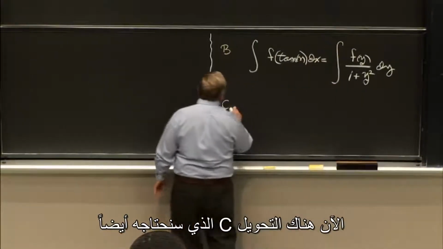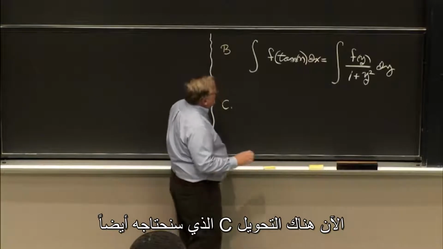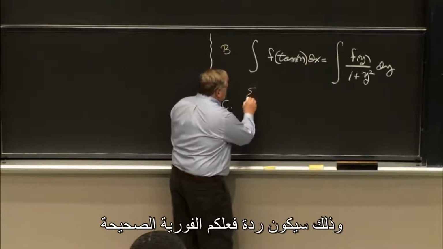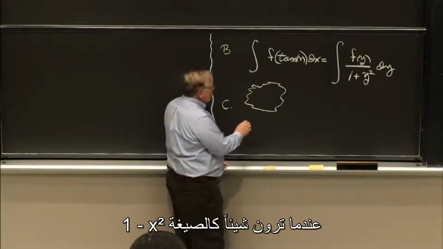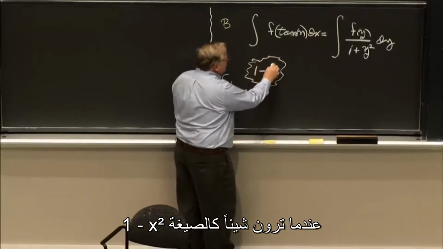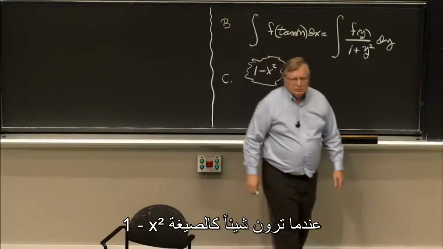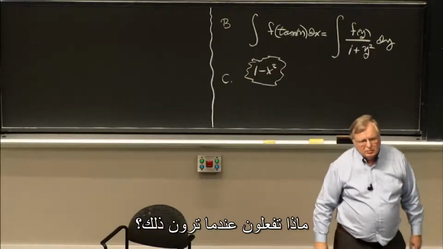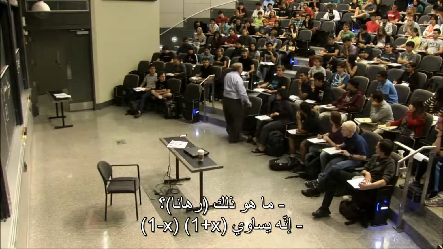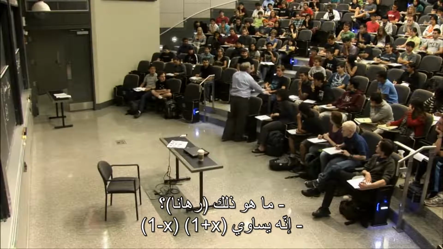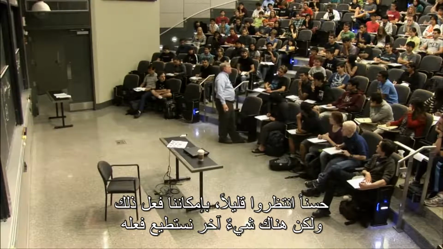Now there's a C that we need as well. And that's going to be your proper knee-jerk reaction when you see something of the form 1 minus x squared. What do you do when you see that? What's that, Rana? 1 plus x times 1 minus x. Well, wait a second. You could do that, but there's another thing you can do.